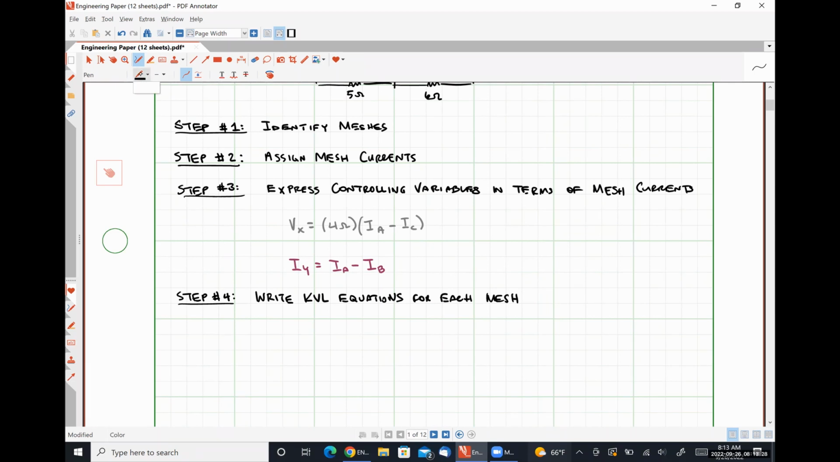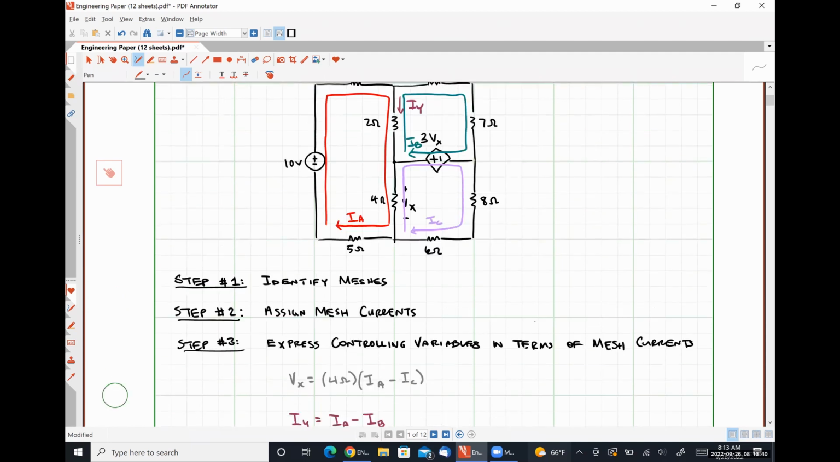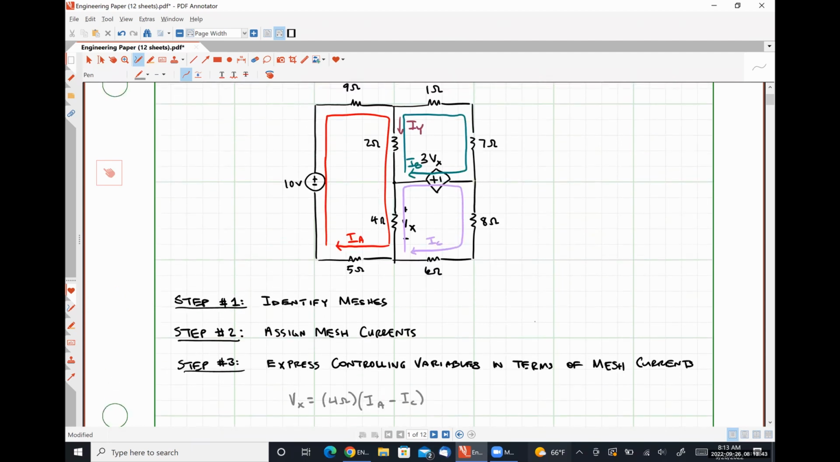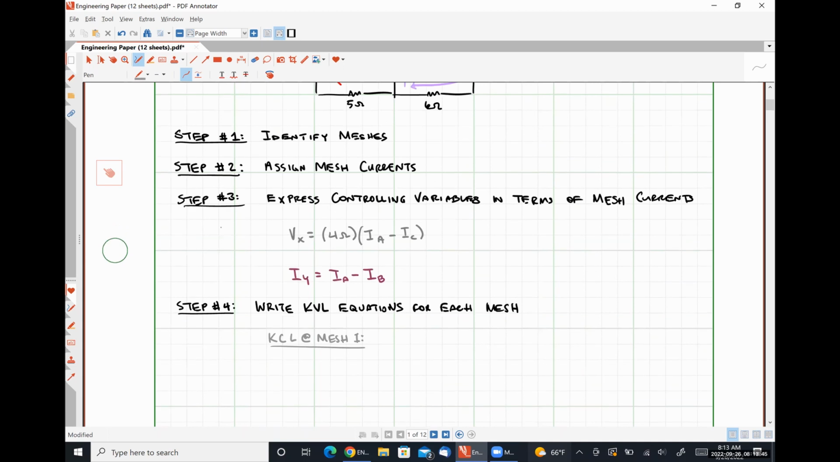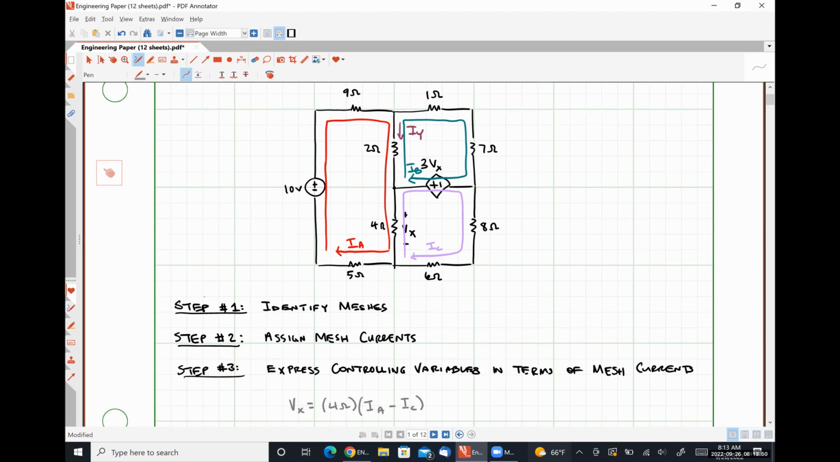So we have 3 meshes, so we're going to have KVL at mesh 1. I'm going to scroll up here and explain what this process is. Excuse me, did I write KCL or KVL? Should be KVL. I'm going to write these KVL equations exactly like I've done every other time in this class. I start at the bottom left-hand corner and I just follow that path.